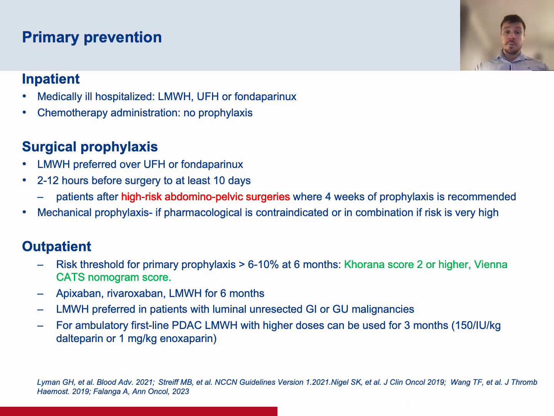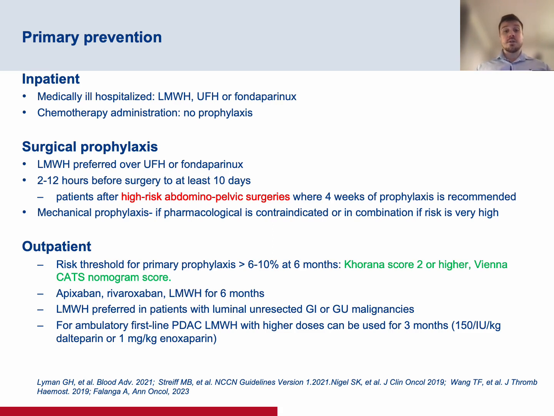In the primary prevention population, we have several groups of patients. If the patient is admitted with an acute medical illness, for example sepsis, standard dose prophylactic anticoagulation should be used. However, this does not apply to patients admitted only for chemotherapy administration. Patients undergoing surgeries should also receive prophylactic anticoagulation, preferably with low molecular weight heparin, 2 to 12 hours before surgery for up to 10 days, and in patients undergoing high-risk abdominopelvic surgeries, 4 weeks of prophylaxis is recommended. If we cannot use pharmacological prophylaxis, mechanical prophylaxis is an option.